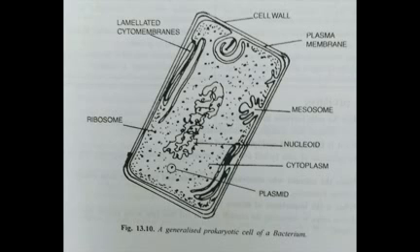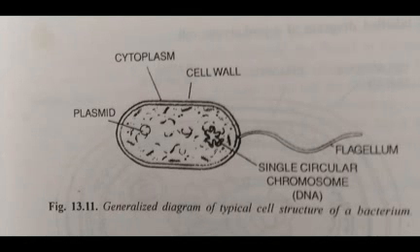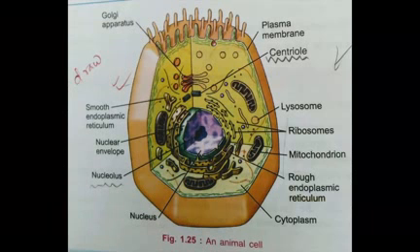Another major difference is that the cell size also differs. Cells in prokaryotes are generally smaller, 1 to 10 micrometers in diameter, whereas in eukaryotes it is 5 to 100 micrometers. So these are the basic differences between prokaryotes and eukaryotes. Now we'll see what the cell or plasma membrane is.